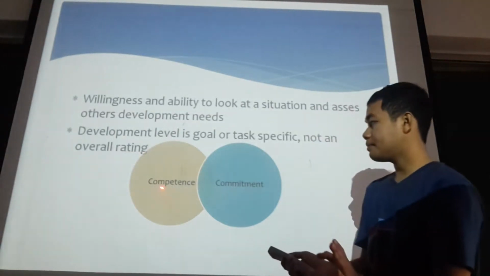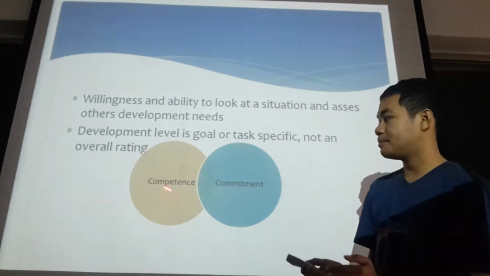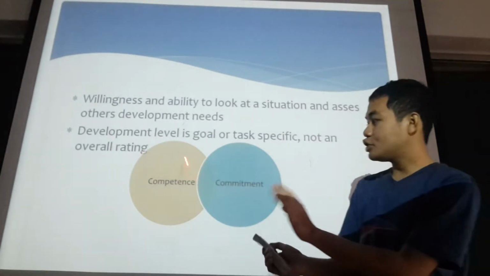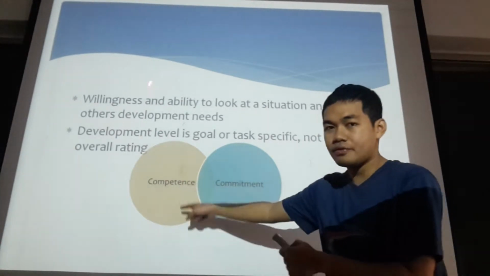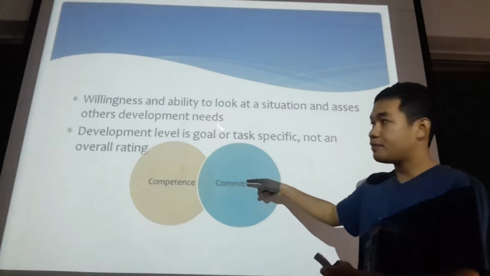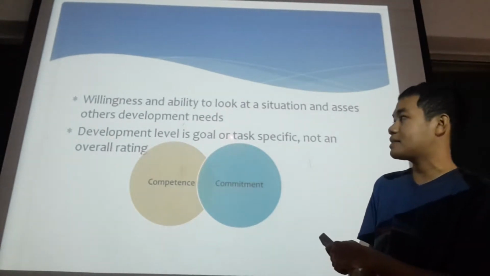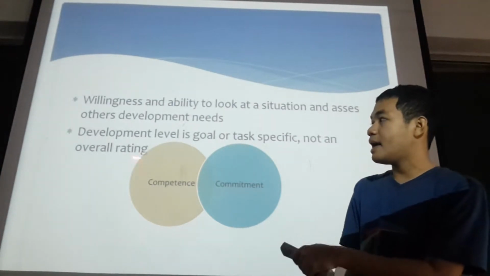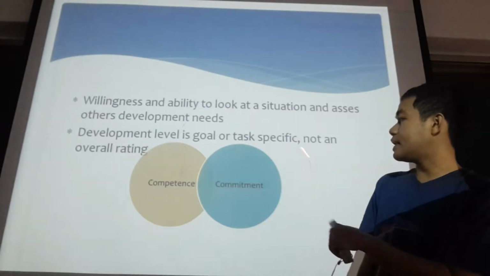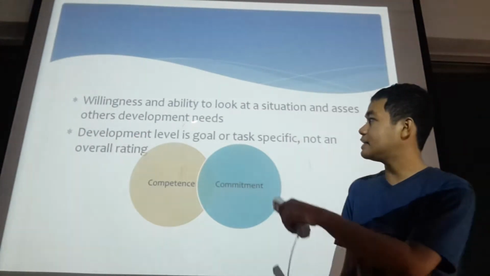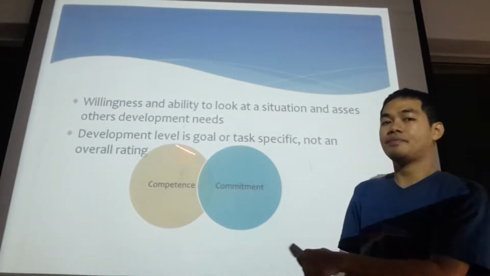Here we will talk about competence and also commitment. With your staff, you need to know their competence and also their commitment. The first one is the willingness and ability to look at situations and assess others' development needs. That's situational leadership. The second one is that development level is goal or task specific, not an overall rating. This is the definition of situational leadership, and this is the definition of development level.